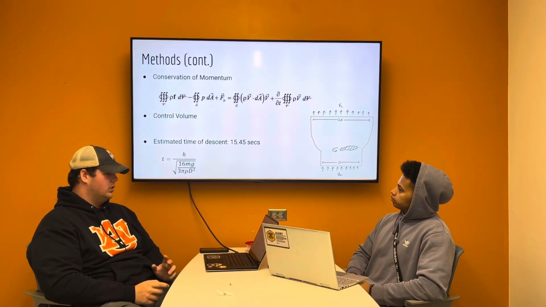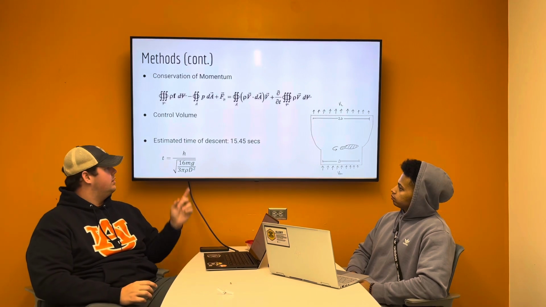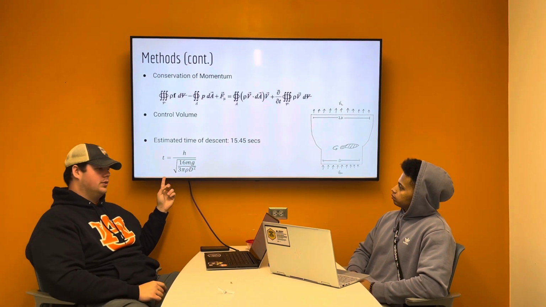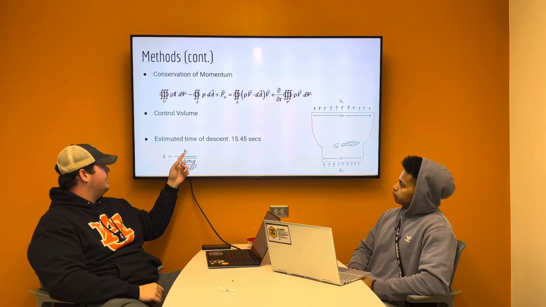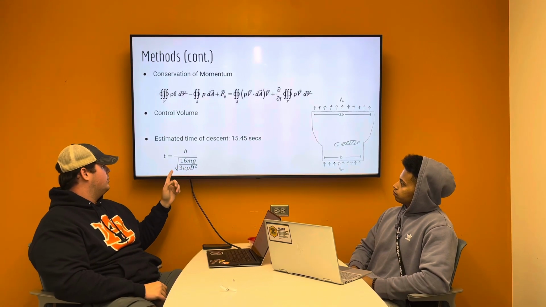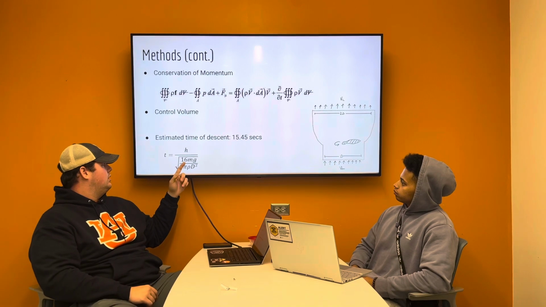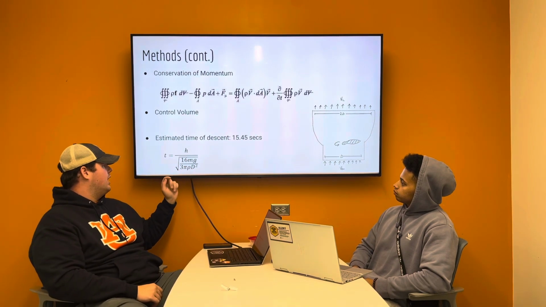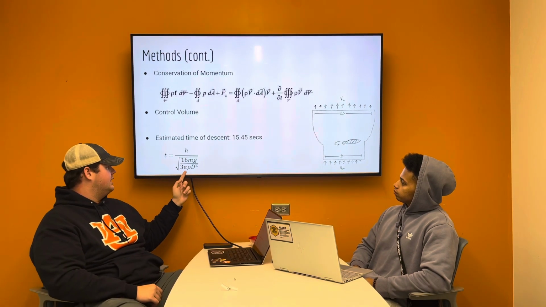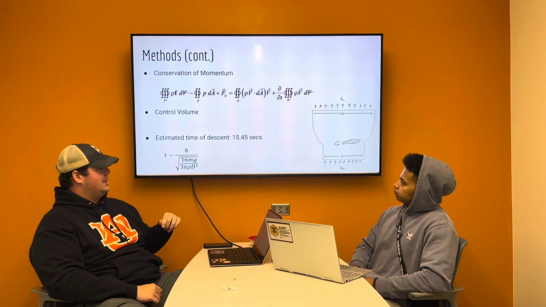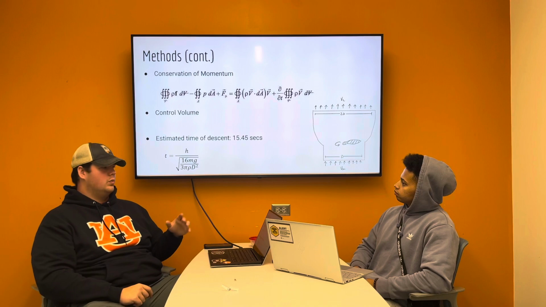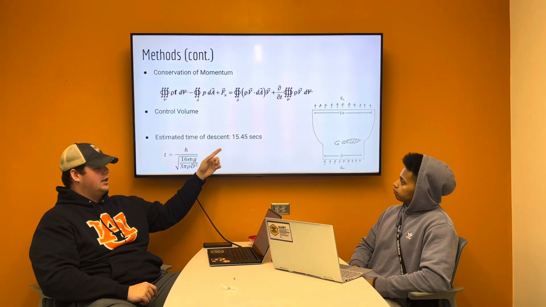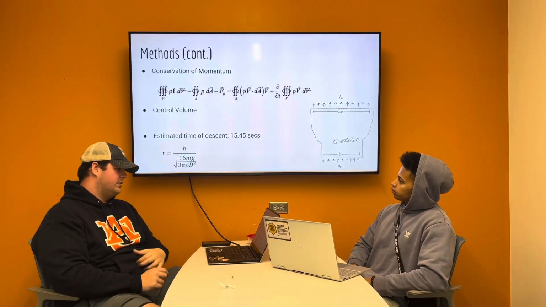Once we did the analysis, we ended up with this equation here for the estimated descent time, which was the height dropped over the square root of 16 times the mass of the seed times gravity over 3 pi times the density of air times the diameter squared. And when we plugged all those variables in, we got an estimated descent time of 15.45 seconds.